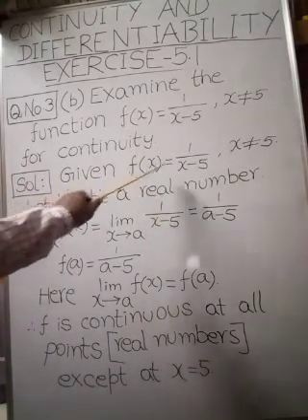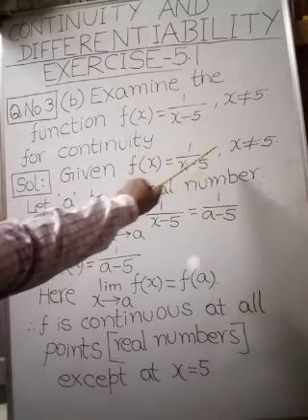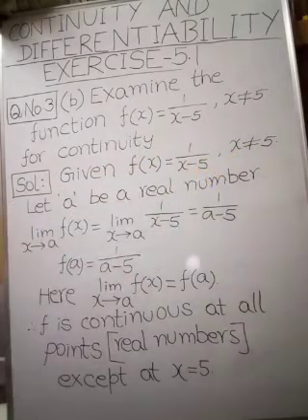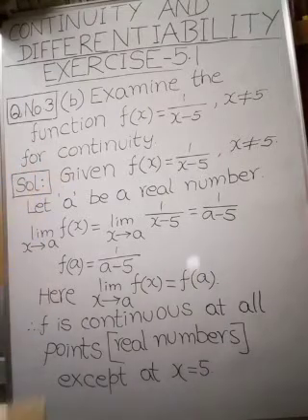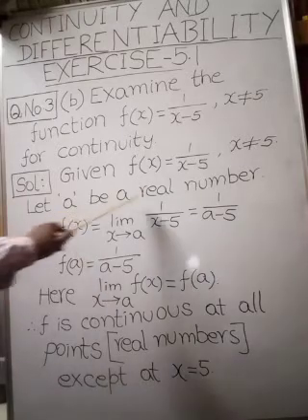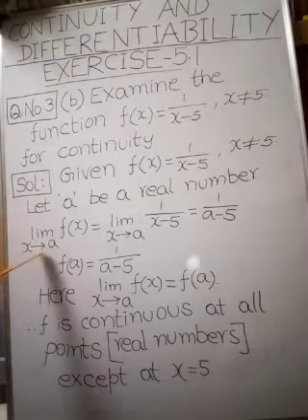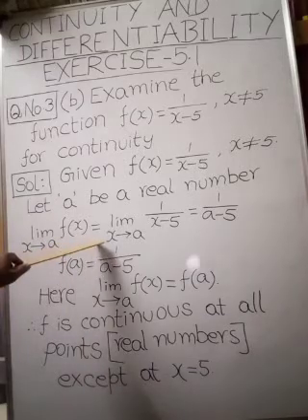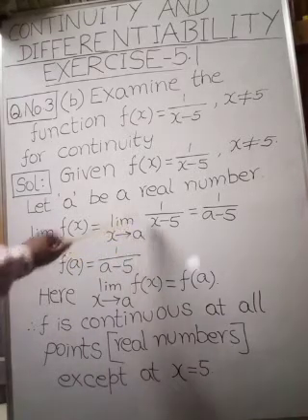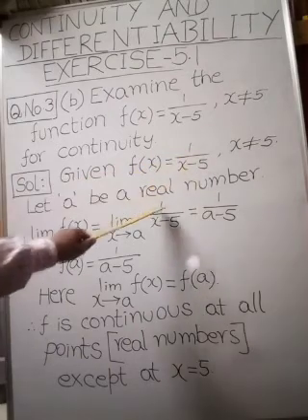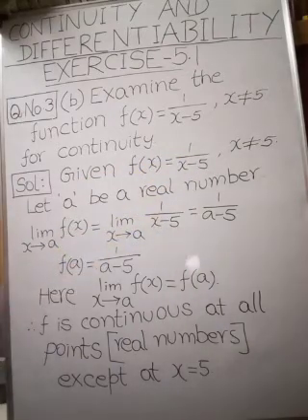Given f of x is equal to 1 by x minus 5, x is not equal to 5. As no particular point is given, we assume let a be a real number. Here we are assuming that a be a real number. We are taking one real number. Now we find the limit of that function at x is equal to a. So as x tends to a, limit f of x is equal to, as x tends to a, limit of what is f of x here? 1 by x minus 5. So we wrote here 1 by x minus 5.